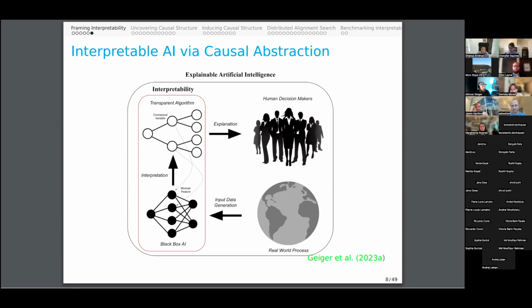Yeah, and then here's a cute little figure, just like where does interpretability sort of fit into a larger picture of explainable AI? So there's the real world, which results in data being generated and people making these models, and then human decision makers need to make decisions about these models and do things with them. And what interpretability is about is really narrowing in on the relationship between some sort of transparent algorithm where the variables have intuitive conceptual quantities and how it relates to the underlying system that is a black box, a highly connected system with lots of little microvariables.